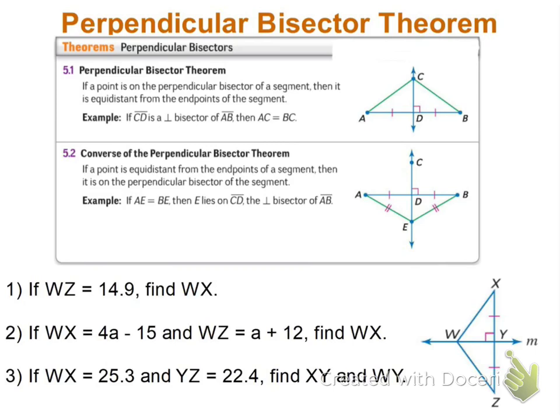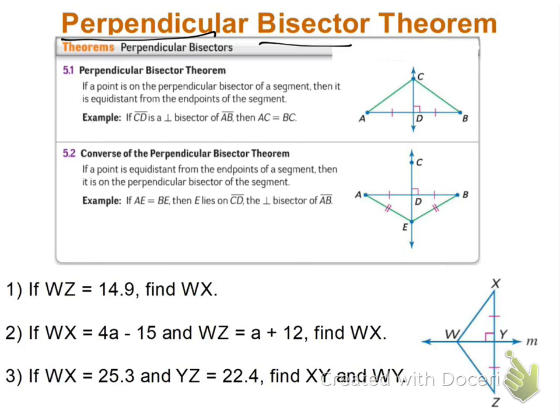Okay, so this is a theorem. No, there's not going to be any proofs this unit, so you don't have to worry about using this in a proof this unit, but you do need to know it. So here's what the perpendicular bisector theorem says. And really, let's just break those two words apart. Perpendicular, we know, means 90 degrees. Bisector means to cut in half.